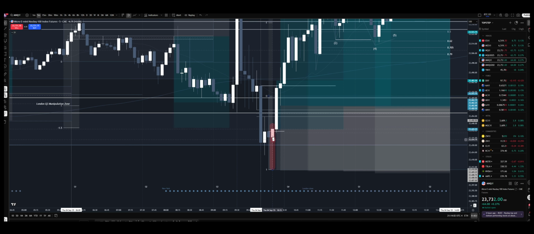Nice swing failure pattern there too with the next candle. And then my next entries would be after the 5-minute break, which was here. So a high risk entry here, and then lower risk entry after the change in state of delivery.